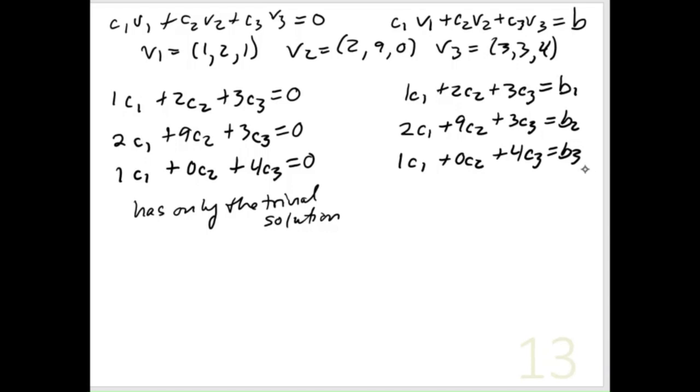But what's interesting to note, and why they do this side by side, is that even though this one's a homogeneous system and this one is set equal to our arbitrary vector B, you'll notice that both of them have the same coefficient matrix. And so you can go ahead and write that as such. So we've got 1, 2, 1, 2, 9, 0, and then 3, 3, 4. Now notice I said that this is the coefficient matrix, it's not the augmented matrix, because they both only have the coefficient matrix in common.